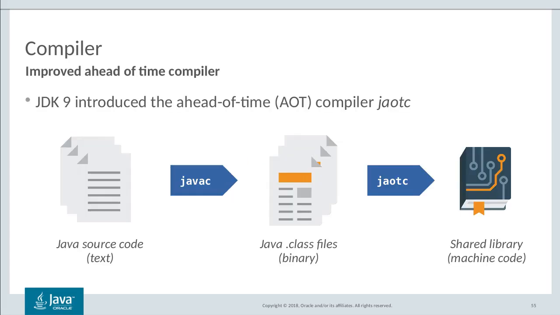However, in JDK 9, there was an additional compiler introduced that works a little bit differently compared to the just-in-time compilers. JDK 9 introduced the ahead-of-time compiler called JAOTC. Now, JAOTC works similar to javac, prior to your application being run with Java. So you are all used to running javac to compile your Java source code into Java class files. With JAOTC, you can now compile those Java class files into a shared library containing fairly optimized machine code.